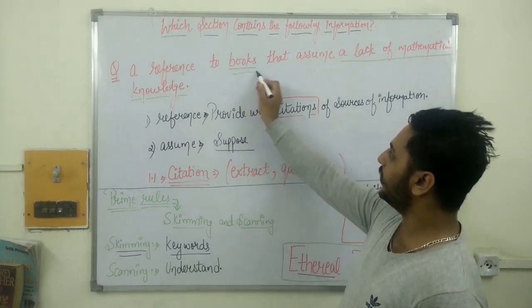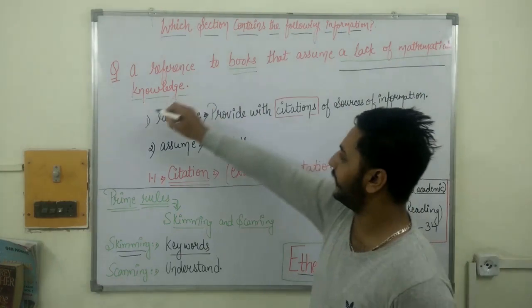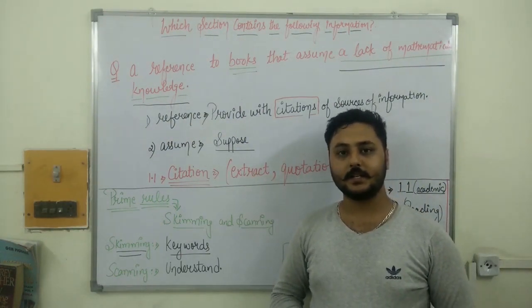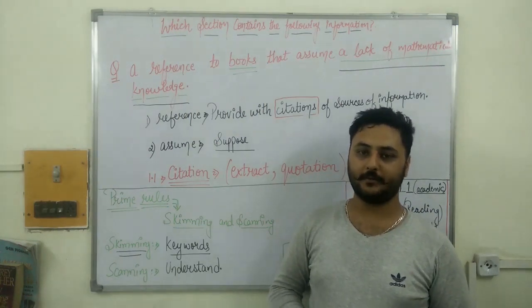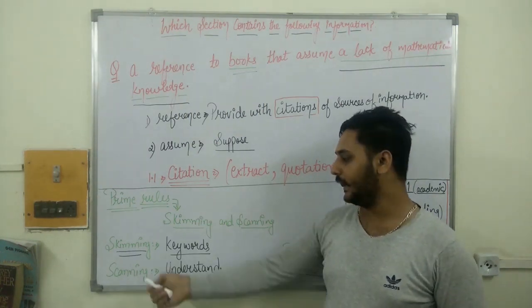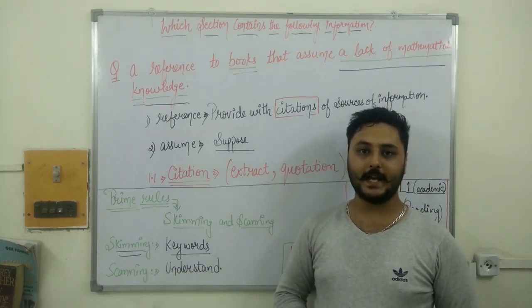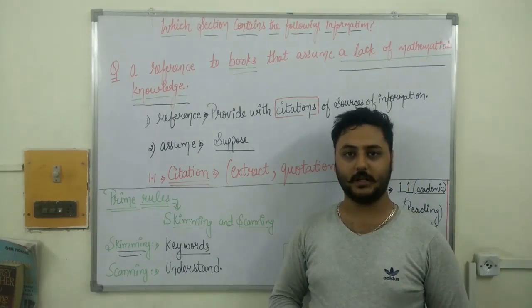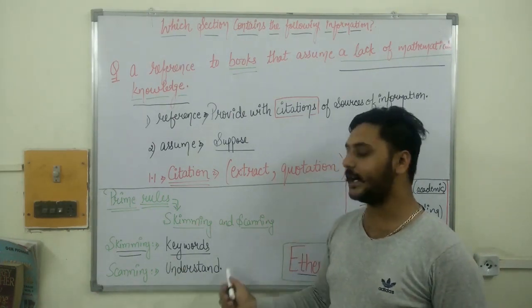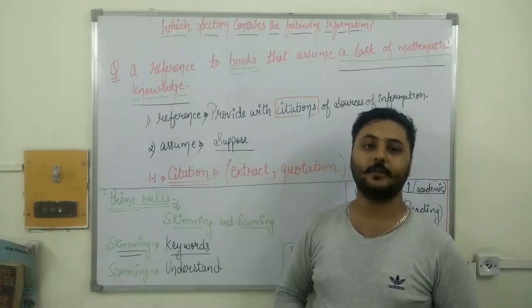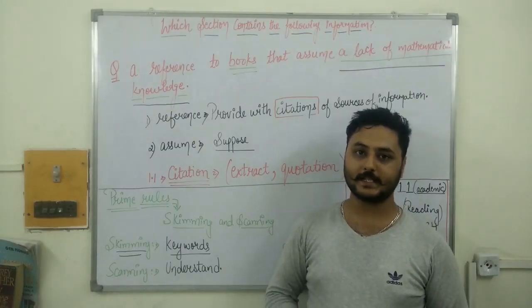So here, books and a lack of mathematical knowledge we have extracted from here, and the rest we will find in the paragraph. In order to find it in the paragraph, we have to follow the scanning rule. In that, we locate those keywords or similar words in the paragraph. For that, we firstly have to understand our question, what they are asking.